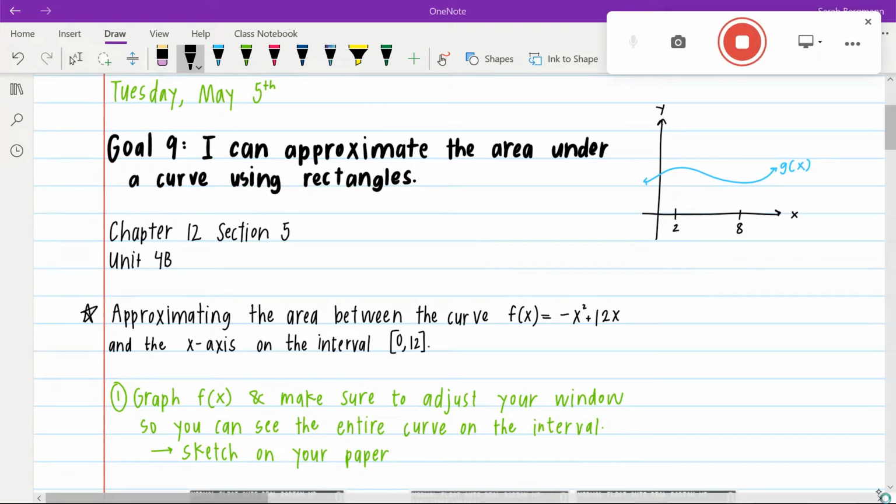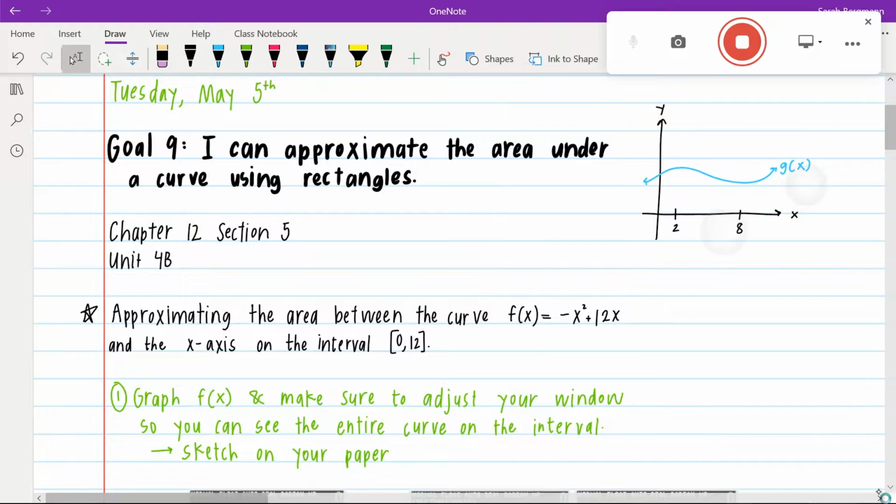Hey guys, today's Tuesday, May 5th, and we are going to be working on Goal 9, approximating the area under a curve using rectangles. Think back to when we first started this chapter.